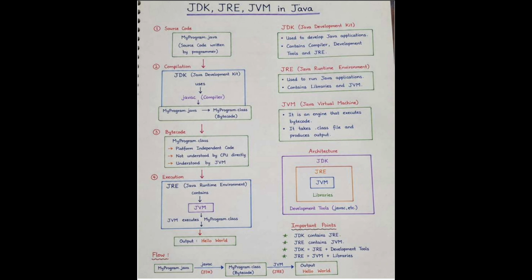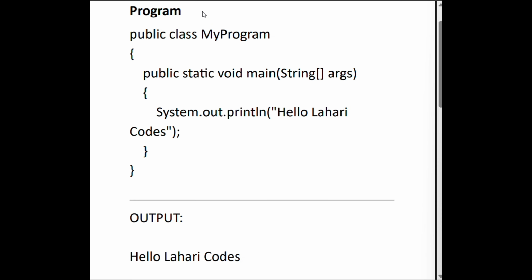For your reference, I have summarized the complete flow and key points on this page. You can pause the video and go through it once for quick revision. So this is how a Java program is written, compiled and executed. This is the basic structure of a Java program.